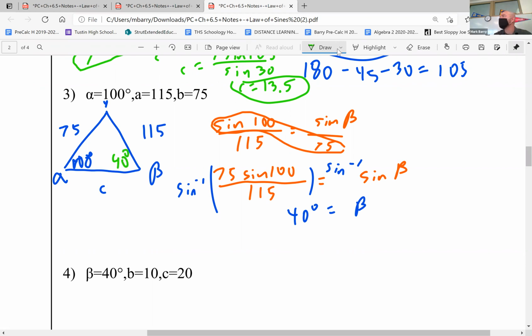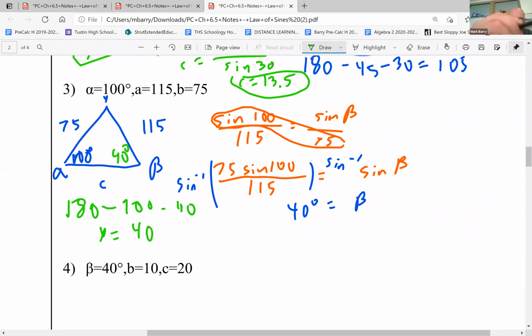Okay, so we know then that this angle over here is 40 degrees. So now that I have two angles, just like number 2, I would do 180 minus those two angles to find the last angle, so that means that that last angle is 40 degrees as well.